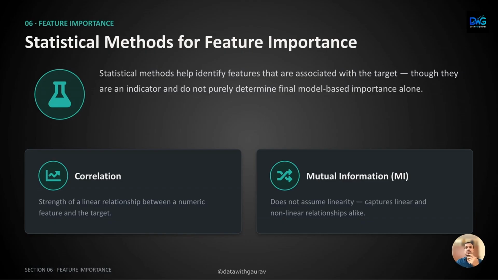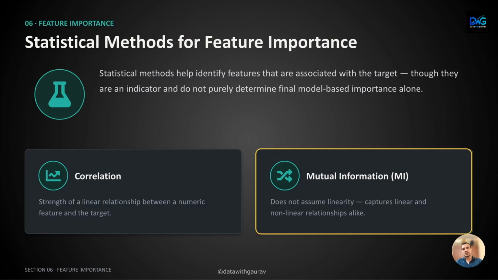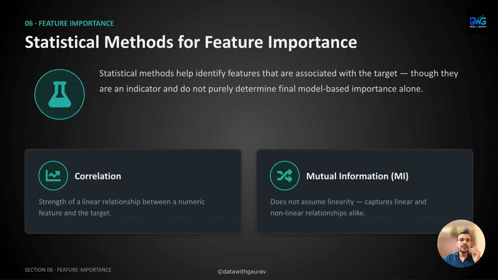So in this course, we will focus on two of the most widely used statistical approaches. The first one is correlation, which measures the strength of a linear relationship between a numerical feature and a target variable. And second is mutual information. Unlike correlation, mutual information does not assume any linear relationship. It can measure both linear and non-linear relationships, making it much more flexible for many real-world data sets. So let's begin with correlation and understand how it works and see where it is the right tool for measuring feature importance.